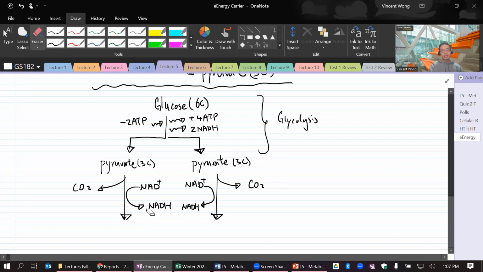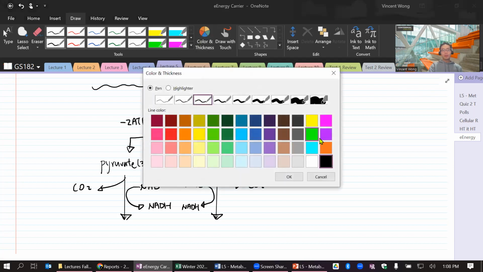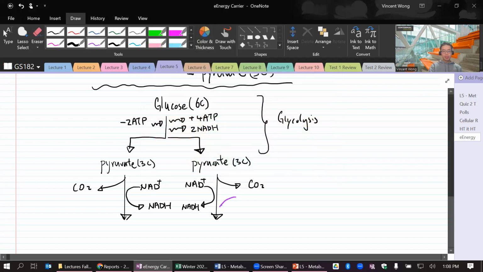And finally, by now we have extracted quite a bit of electrons from the molecule. We've made some ATPs from it. So by now, the molecule is running out of juice, running out of energy. So we want to recharge it a little bit, re-energize it. And to do that, we are going to add something called coenzyme A. So this is to recharge the molecule.